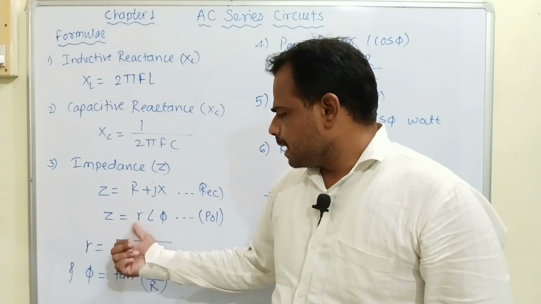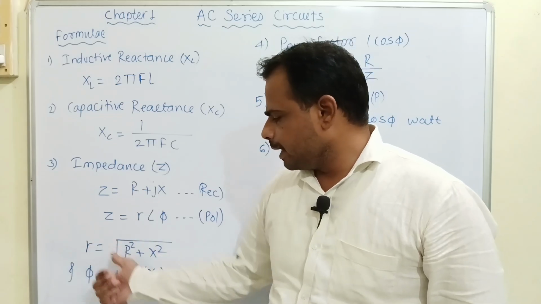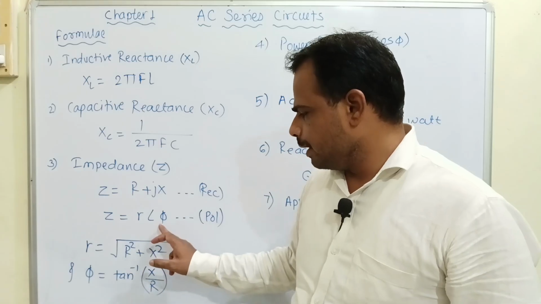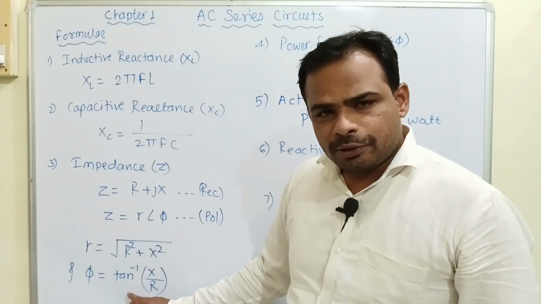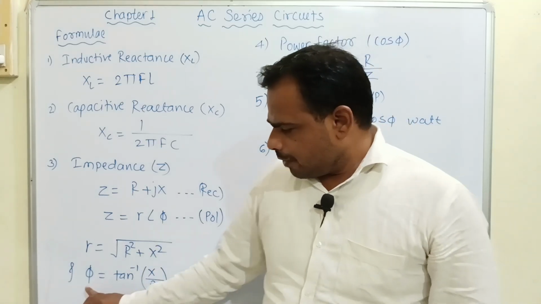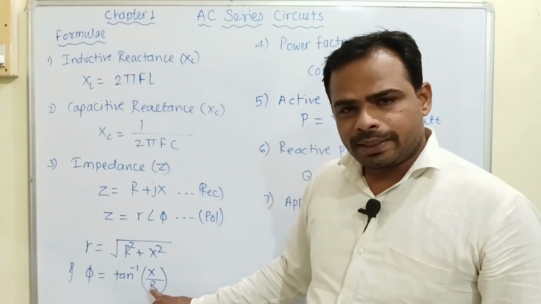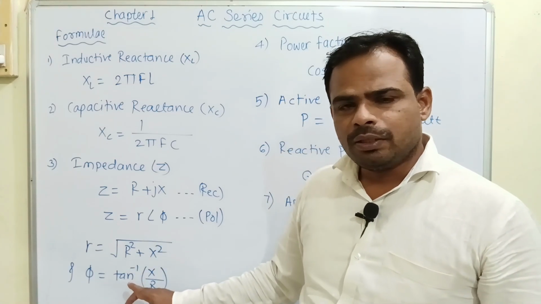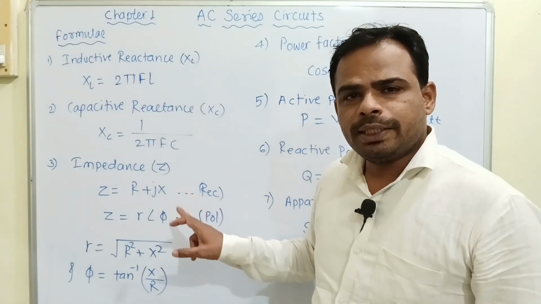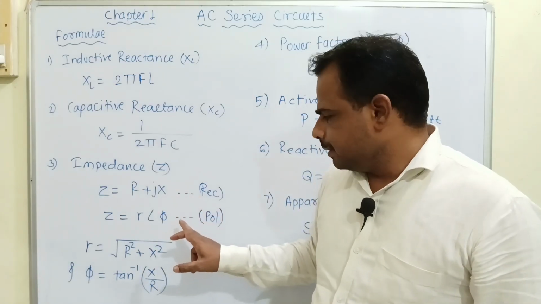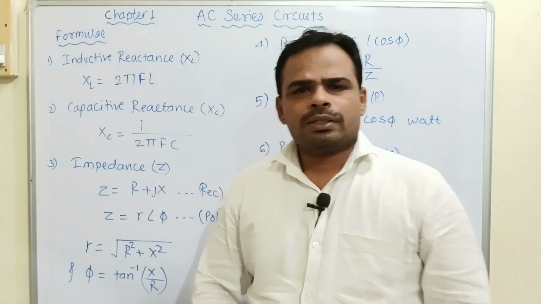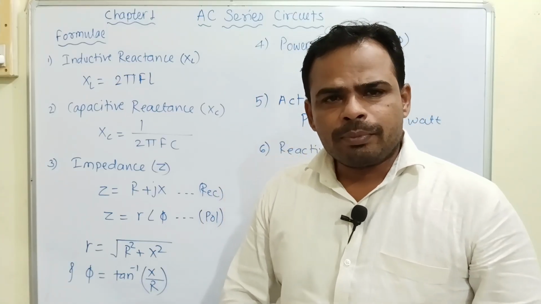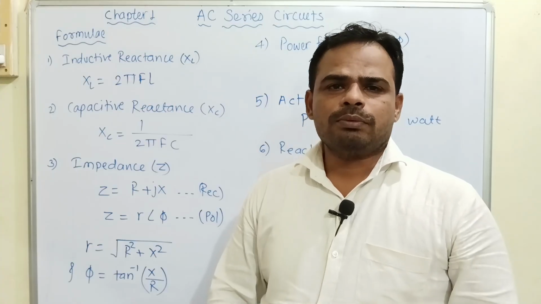In this, small r can be calculated as under root R square plus X square, and the value of phi can be calculated using this formula: phi is equal to tan inverse X upon R. This is the mathematical method to convert the rectangular quantity into polar quantity. By using calculators also we can convert rectangular form into polar form, and vice versa, polar form into rectangular form.